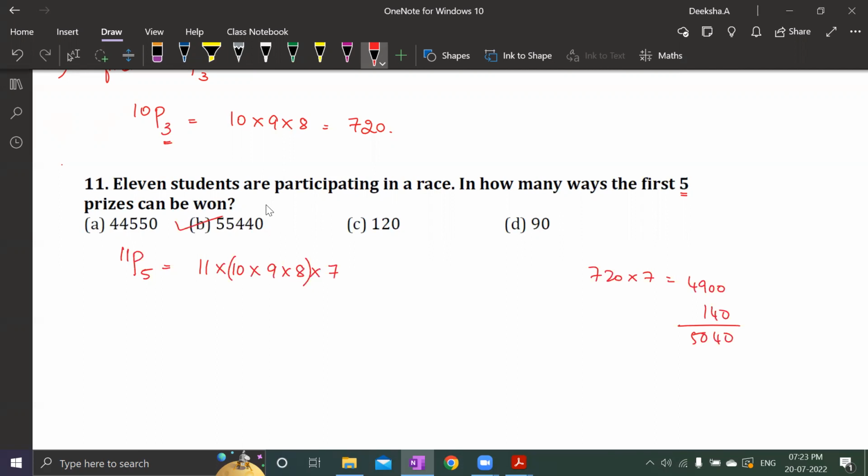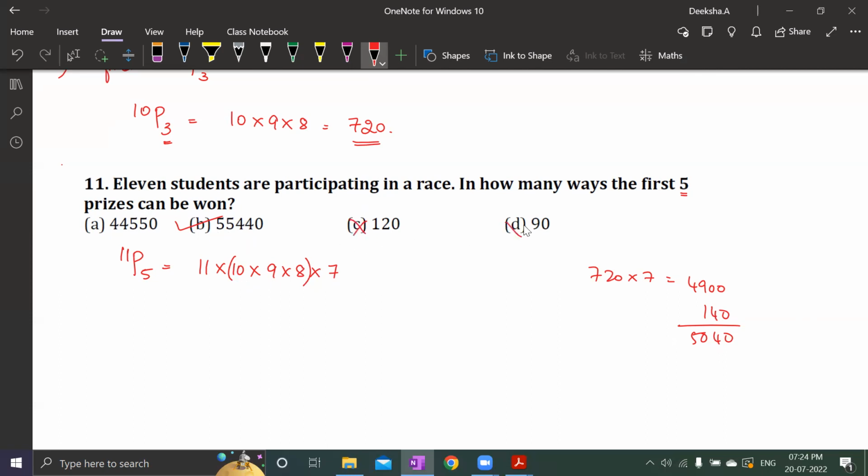So if you have observed here, I did not completely multiply. 10 into 9 into 8 is something you will definitely know because so many problems you would have solved. You will know 10 into 9 into 8 is 720. So with this 720, we are multiplying 7. We get 5040 into 11. So 5040 into 10 is 50,400 plus another 5,040 you're going to add. So it's going to be greater than 50,000.